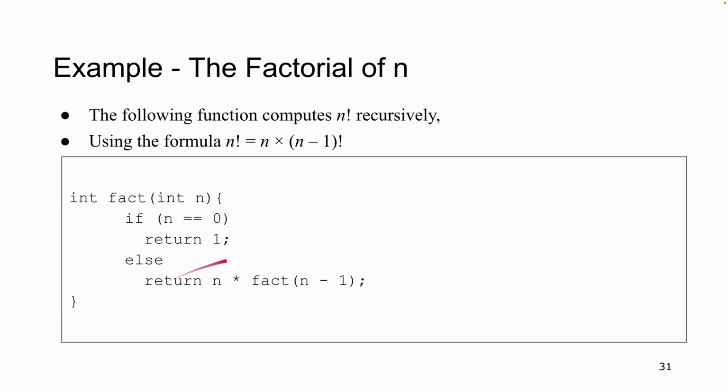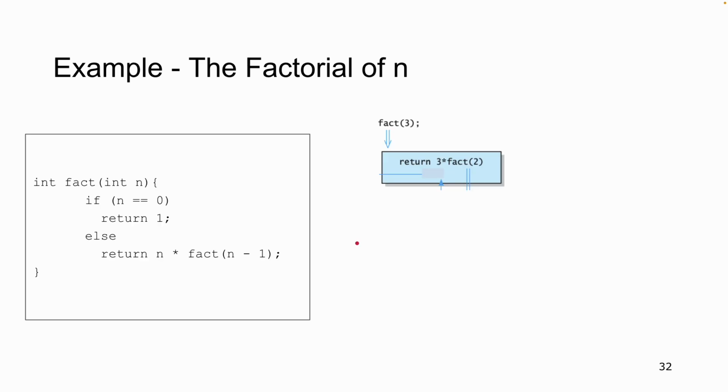And you can see in this calculation, we have called the fact function again inside the fact function. But the only difference is that the argument here is not n, it's n minus 1. So let's check out what happens if we call this fact function. Let's assume that the function call is fact 3. So the initial number n is 3.